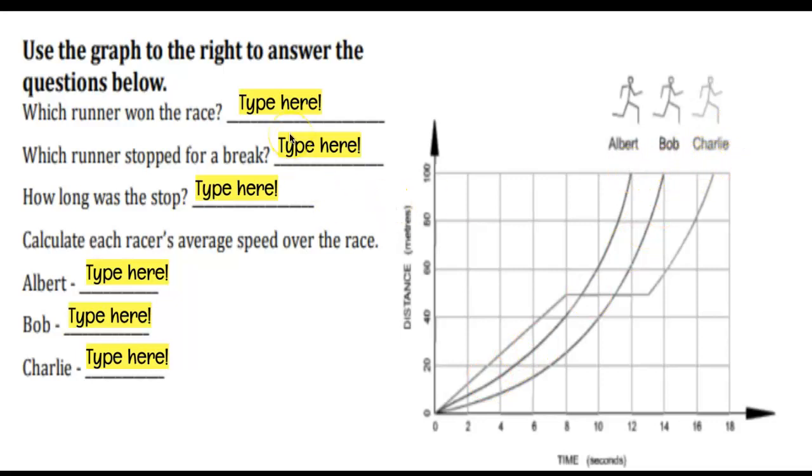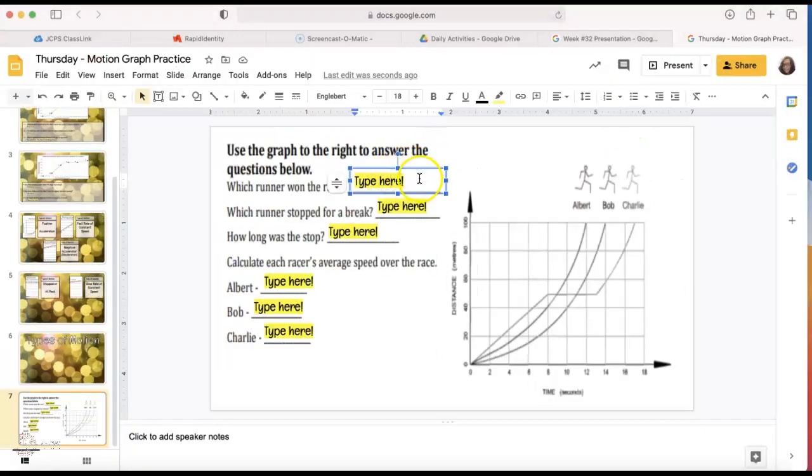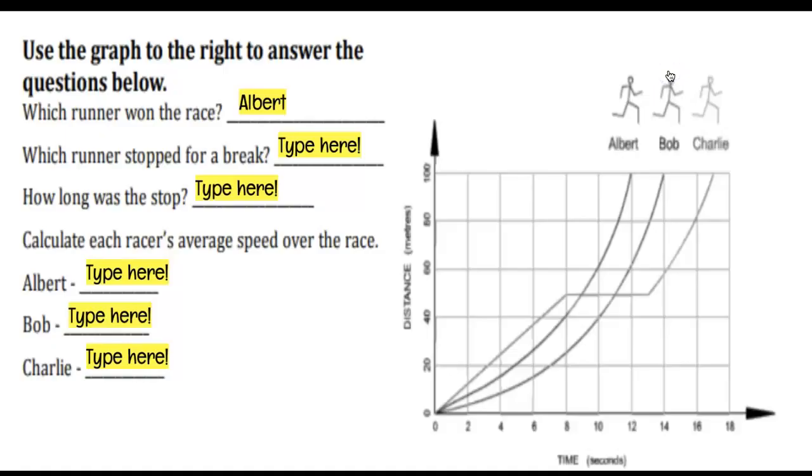The question says which runner won the race. Well, which runner got to the 100-meter mark first? Let's look. That's Albert. So Albert got there first. He got there the quickest. So Albert is our winner of the race.